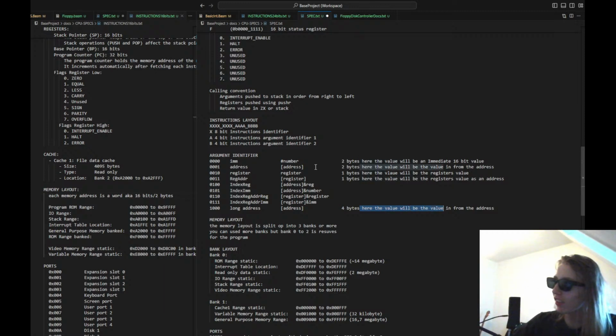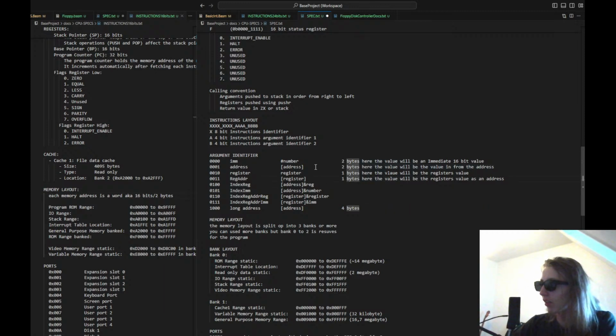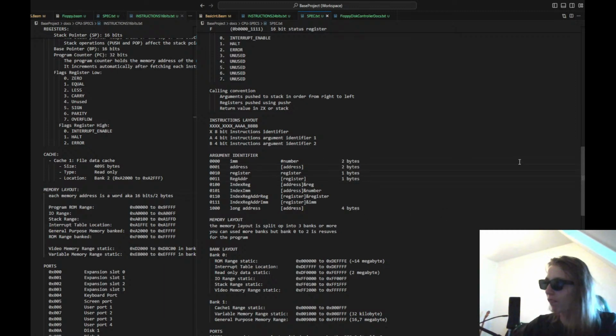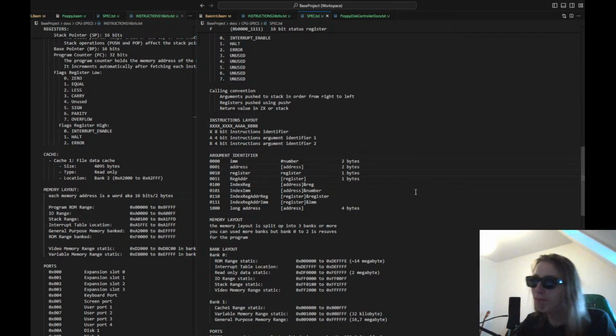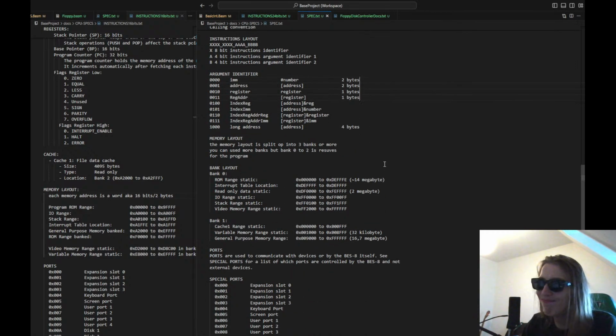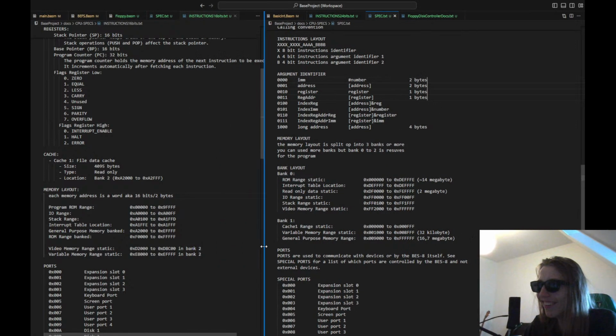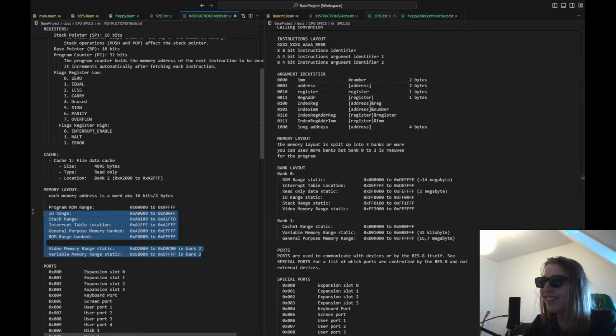Which means that we can take an address that's over 16-bit. Now we can go all the way up to 32 bits of unusable RAM. 32 bits of unusable RAM. Yeah. You gotta love it.